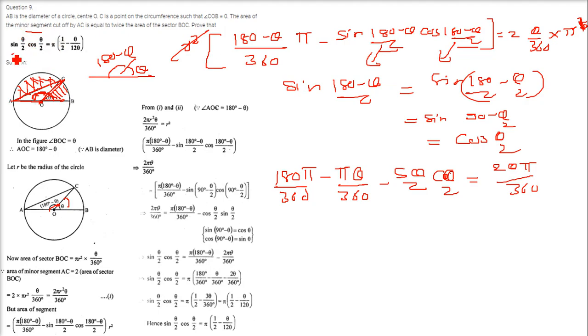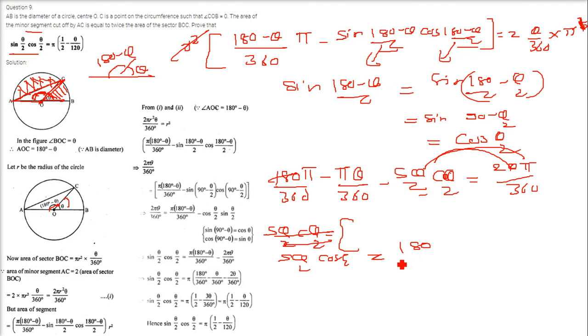Right? So what we require on the left hand side is sine theta by 2 cos theta by 2. So I'm taking this here and bringing it over so that I get sine theta by 2 cos theta by 2 on one side. What do we get here? This will be 180 by 360, so let it be like this only. I'll write them all the way: 180 by 360 pi minus pi theta by 360, and I take this and bring it here, so minus 2 theta pi by 360.